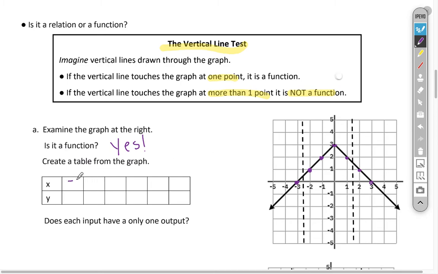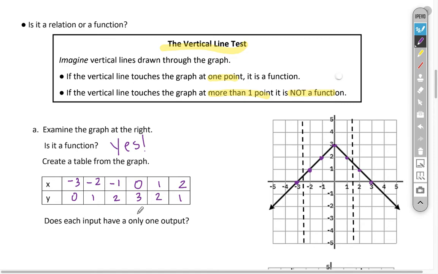So we're going to have -3 and 0, -2 and 1, -1 and 2, right? Remember how to graph -1 and 2. 0 and 3, 1 and 2, and 2 and 1, okay? So let's just fill up our table. We don't have to go all the way across.